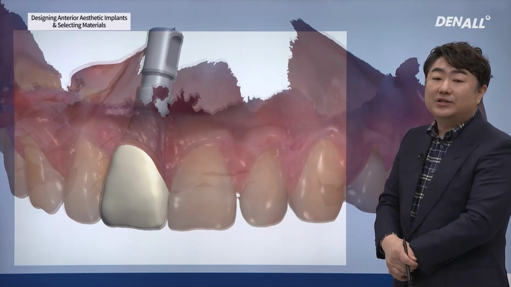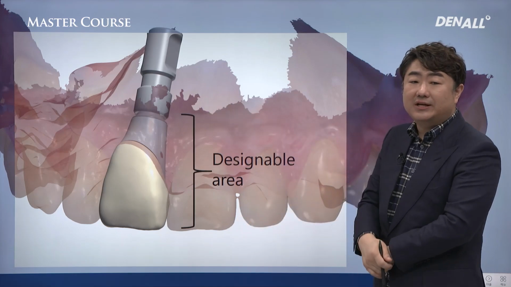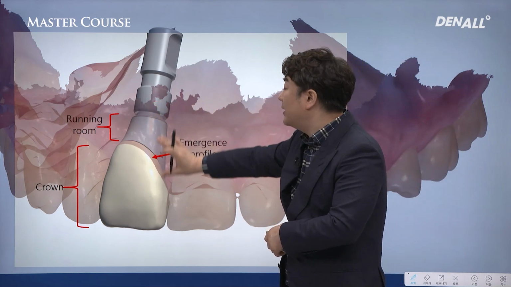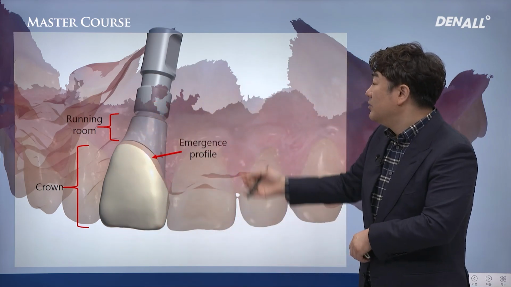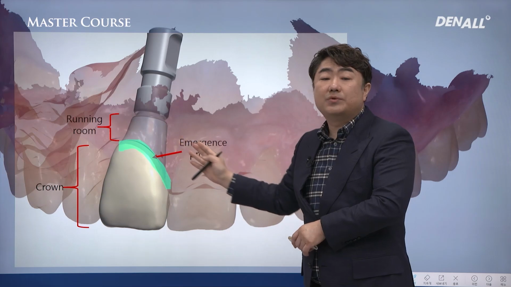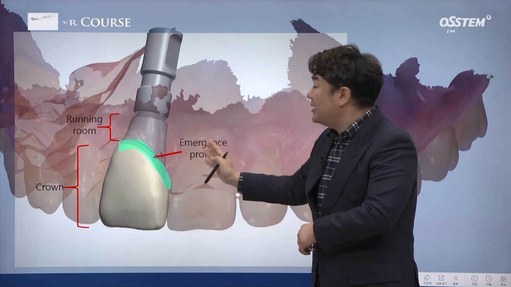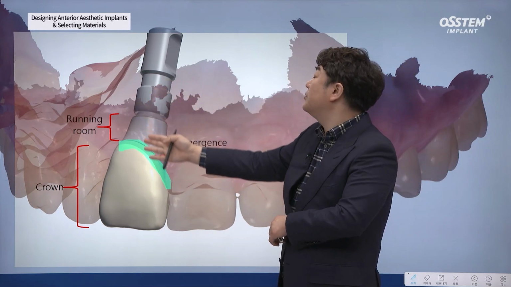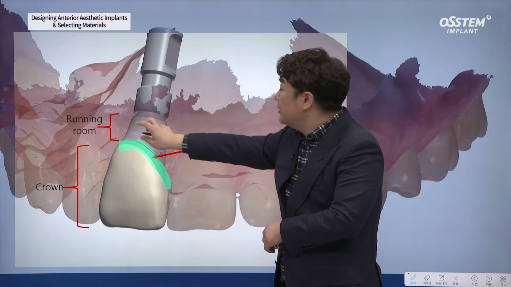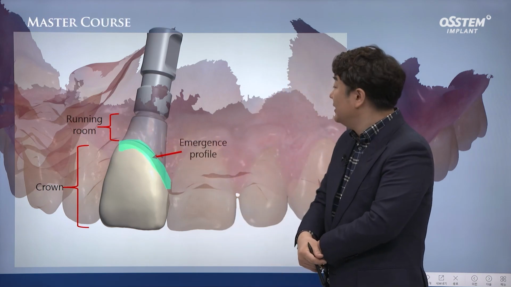After implant placement, the area that we can design is the top part, the area that goes through the gingiva, and here. It can be divided like this. We talk about emergence profile. This refers to the contour of the prosthesis around the gingiva. Depending on the situation, the transmucosal element is also referred to as the emergence profile along with the surrounding gingiva. As a whole, you can refer to this as emergence profile.